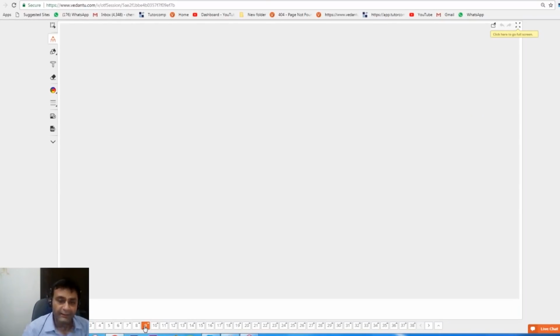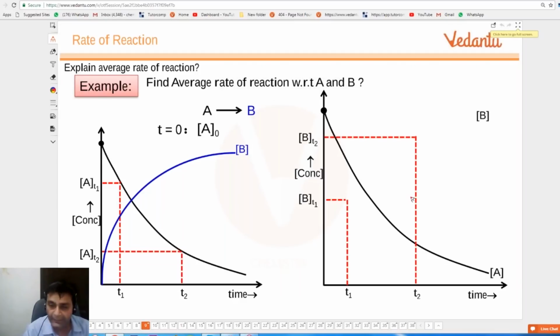So this is the graph I'm showing here. See this first graph here. The concentration of a reactant is decreasing with time, and the concentration of product is increasing with time. At time t1, concentration is A at t1. At time t2, concentration is A at t2. So average rate of reaction is the change of concentration, A at t1 minus A at t2, upon change in time, that is equal to t2 minus t1. This is the average rate of reaction.